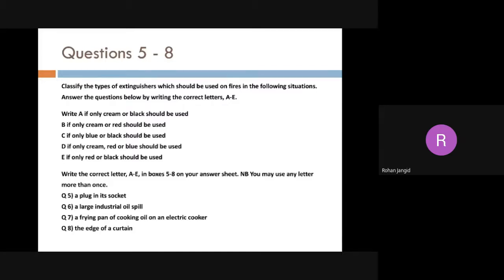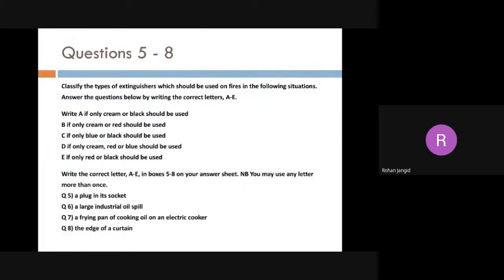Any letter can be used more than once, right? It can be repeated. So if it's a plug in its socket, which extinguisher will be used? For example, I'm just giving you an example. If your answer is C, so आप क्वेश्चन 5 के आगे लिखोगे C. आप पूरा नहीं लिखोगे, if only blue or black should be used. Only the letter has to be written. 6 का आंसर suppose E है, so you will write only E, right? So there is a fire somewhere and there are combinations of extinguishers, right? And the type of fire is mentioned in 5, 6, 7 or 8. A plug in its socket में लगी हो, a large industrial oil spill, a frying pan of cooking oil on electric cooker or the edge of a curtain, right?